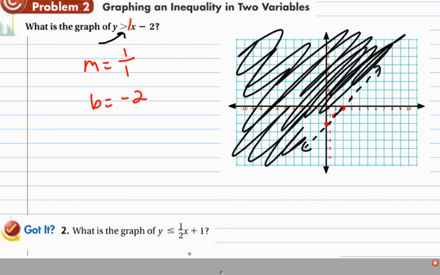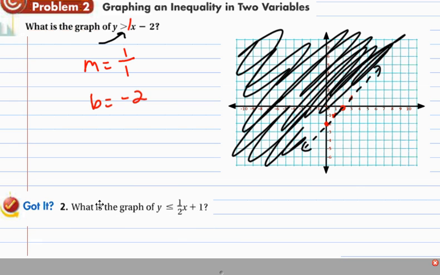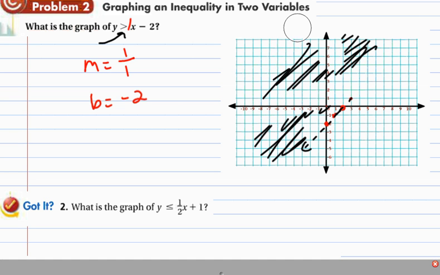Try this one on your own real quick. It says, what is the graph of that inequality? I'm going to erase this, and I'll come back to this in a second for how you would do the next one.